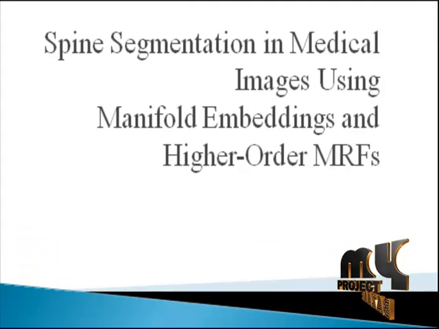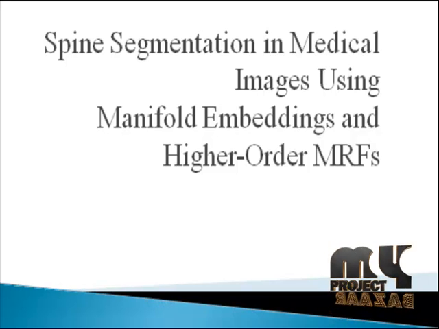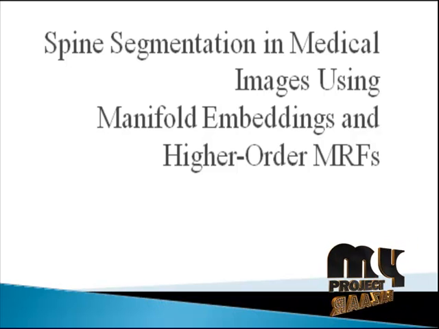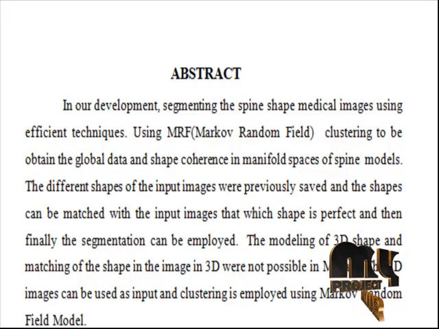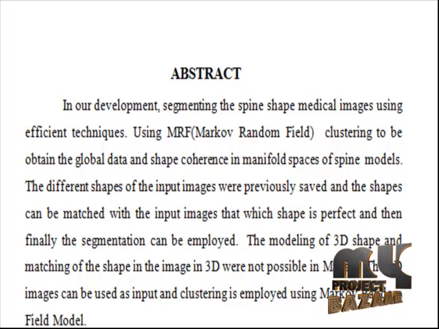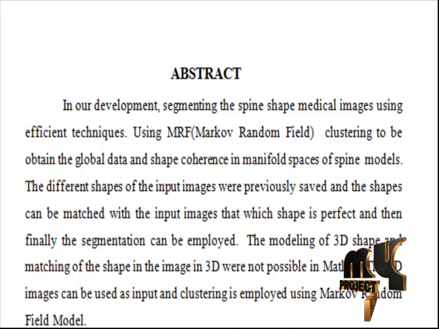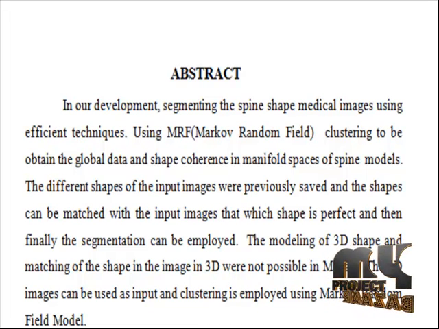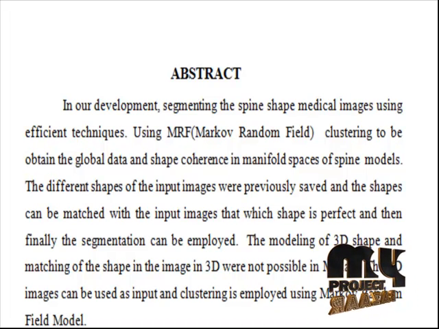Spine segmentation in medical images using manifold embedding and high order MRFs. In our development, we segment the spine shape medical images using efficient techniques, using MRF Markov random field clustering to obtain the global data and shape coherence in manifold space of spine models. The different shapes of the input images were previously saved, and the shapes can be matched with the input images to find which shape is perfect, and finally segmentation can be employed.